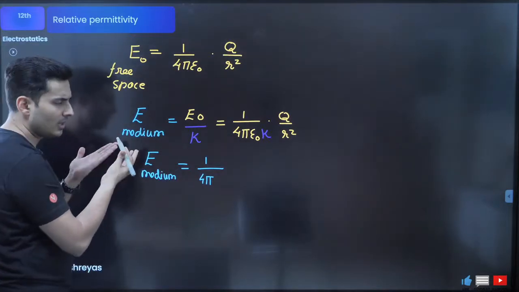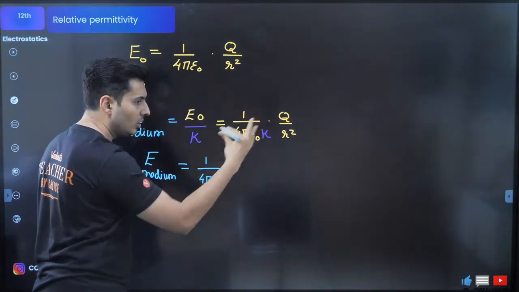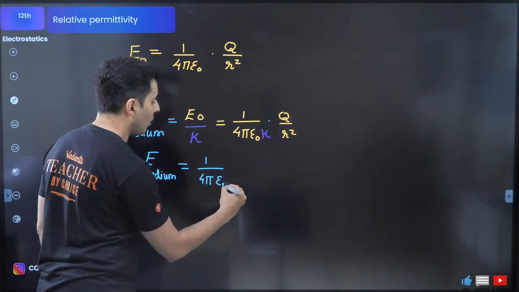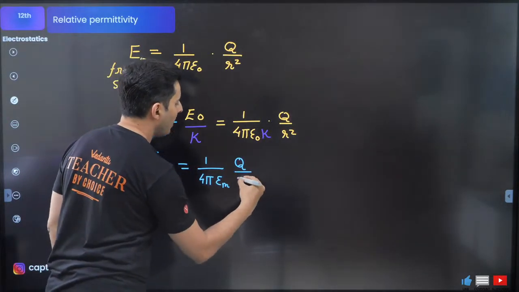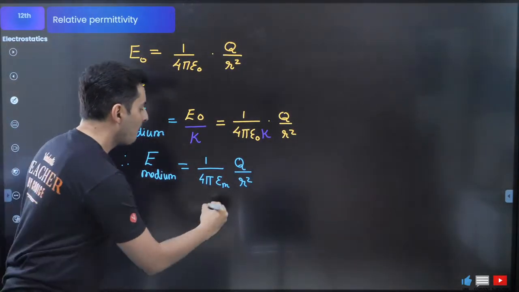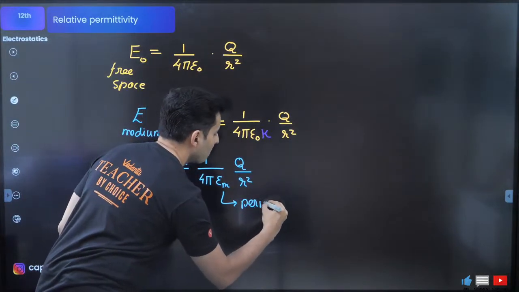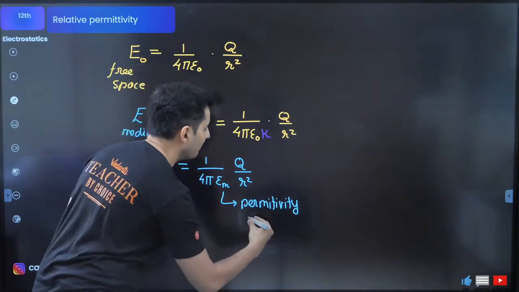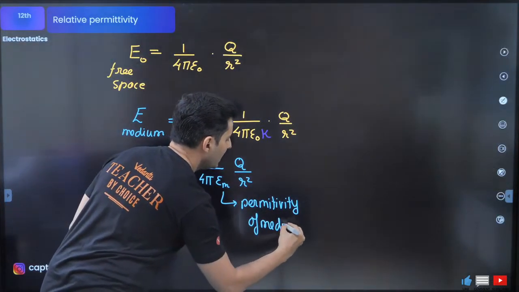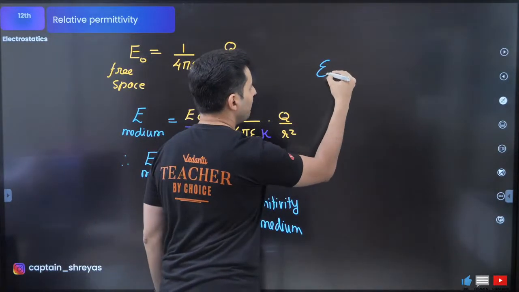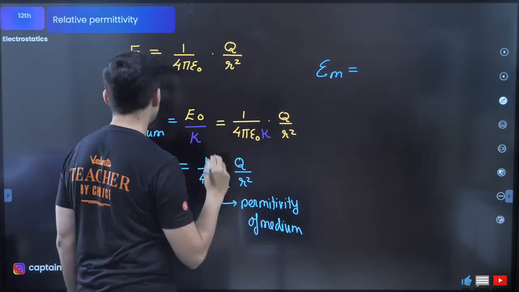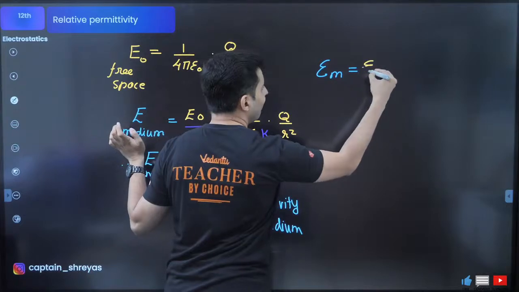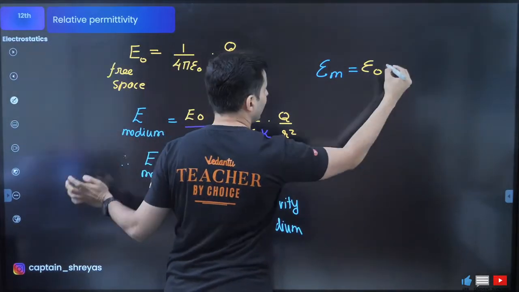In the medium, I can do the same thing for force. Instead of epsilon naught into K, it's not the Coulomb constant, it is the dielectric constant. I can just put epsilon of that medium and I can put Q by R square. This is the permittivity of the medium. Instead of epsilon naught, you are putting epsilon of the medium. So basically the permittivity of the medium is nothing but the permittivity of vacuum into the dielectric constant.